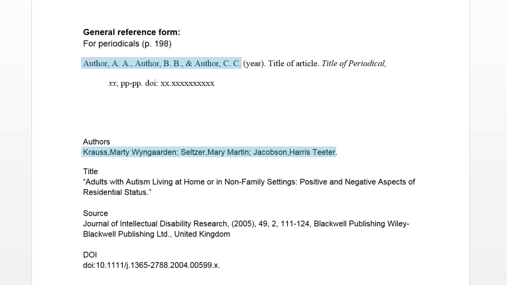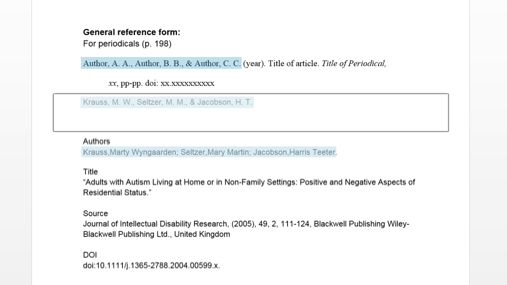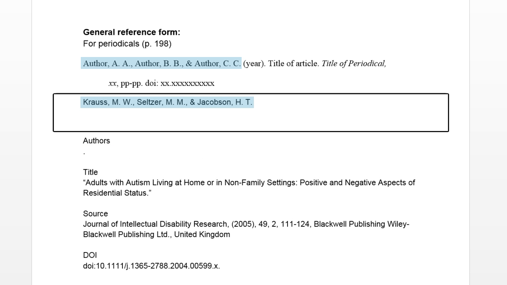Author names are inverted, that is, the last names are first. Only initials are used. If there are multiple authors, each name is followed by a comma, except for the next to last name. The next to last name is followed by a comma and an ampersand.